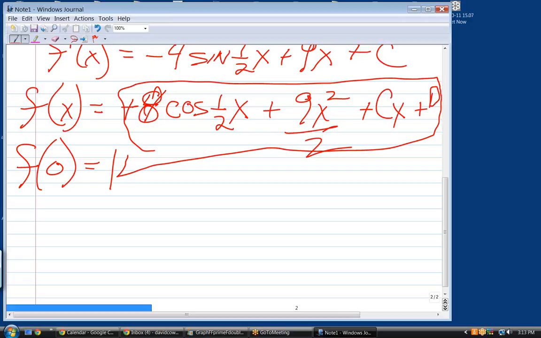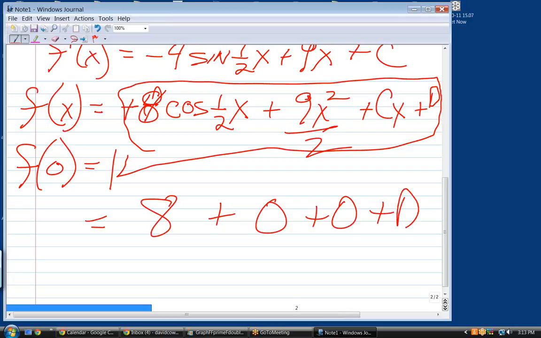Yeah. No, I won't. Yes, I will. All right, let's see. What is f of 0? Cosine of 0 is still 1, so that's 8 plus 0 for the 9x squared over 2 plus 0 for the cx plus d. That's f of 0. So d is equal to minus 8.